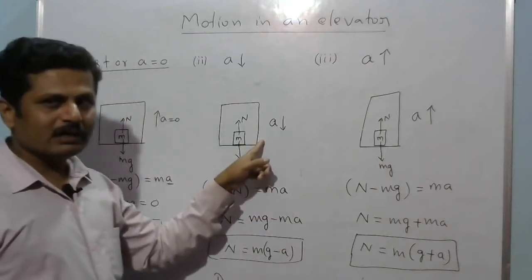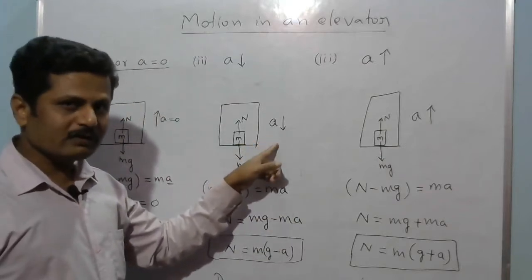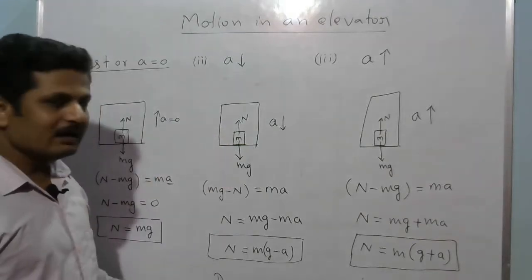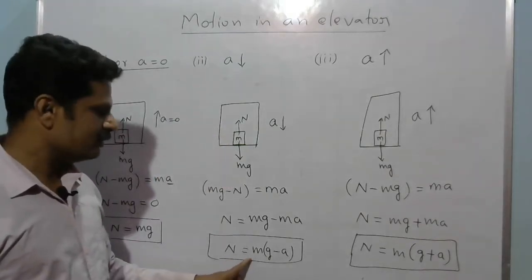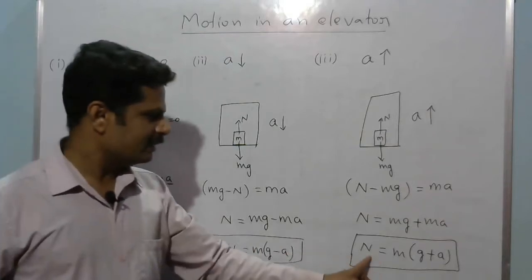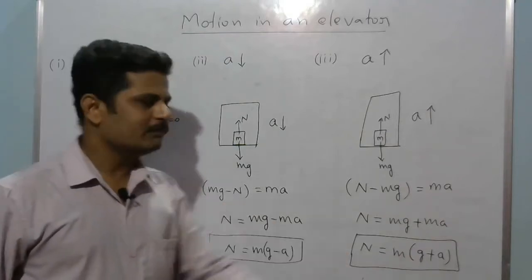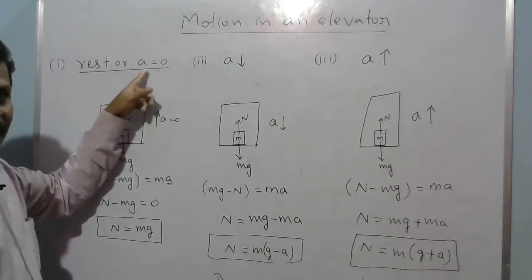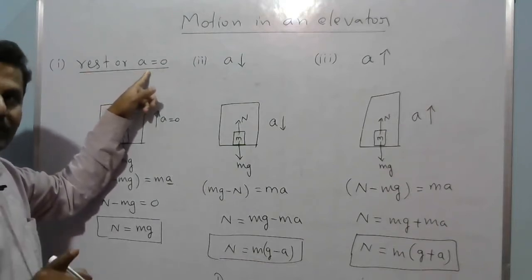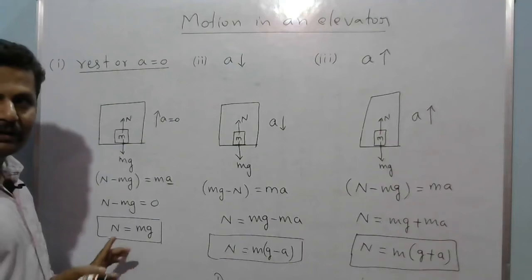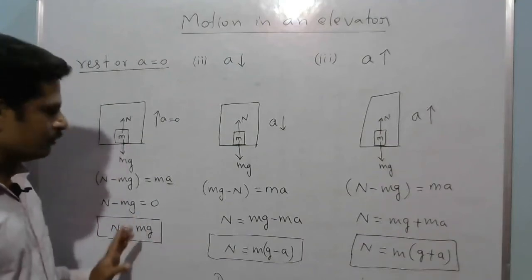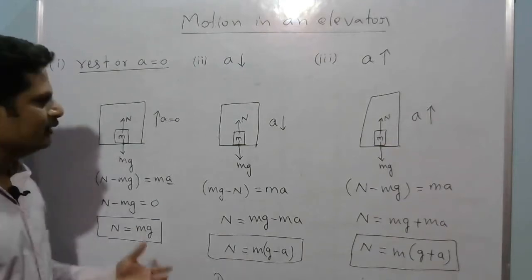If the elevator is moving in the downward direction with constant acceleration, at that time the weight of the body present inside the elevator decreases. That is, N equals m of g minus a, and here N equals m of g plus a. Now here you can see that if it is at rest or moving with uniform velocity, then there won't be any change in the weight of the body. That is, apparent weight is equal to true weight. These are the conditions.